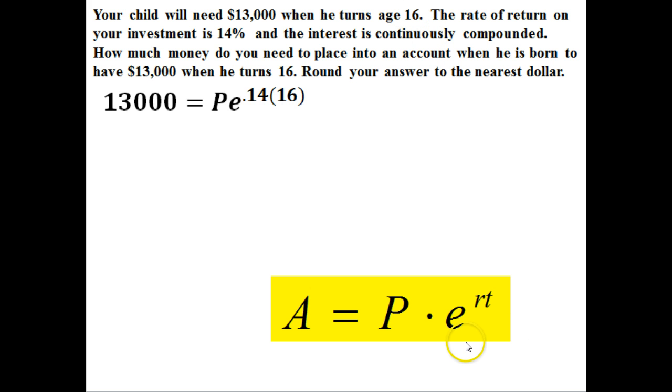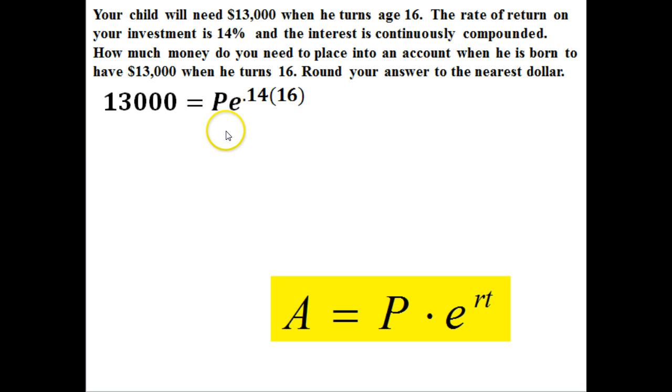So I'm going to fill in our information here, and you see that up here. 13,000, that's how much we have to have. It's going to be after 16 years, and the rate is going to be 14%. Remember, we convert it to a decimal. With a decimal, remember that we just move it over 2 spaces. So the decimal was at the end of the 14, and we move it back, and it becomes in front of the 1.